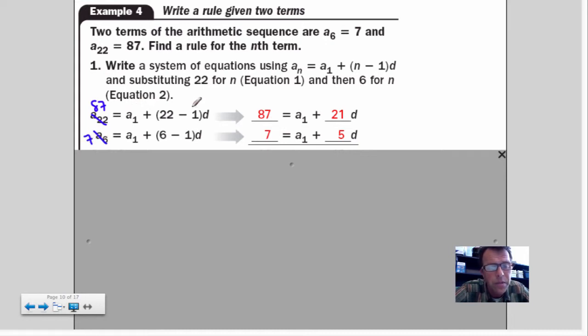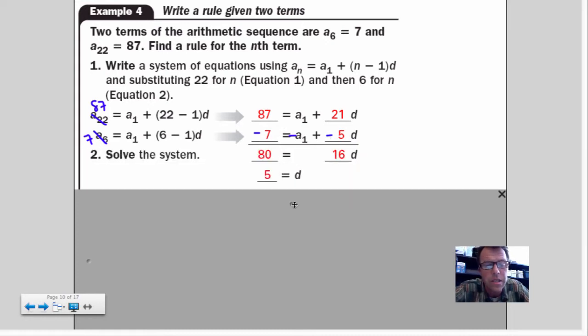When I clean up these 2 equations, you'll notice it's a system of equations. It's a very easy system, right? Because I'm always going to have a sub n with no coefficient. And you'll notice I would subtract the 2 equations. So for a system, subtract. This will cancel the a sub 1, and you should figure out that d is equal to 5.